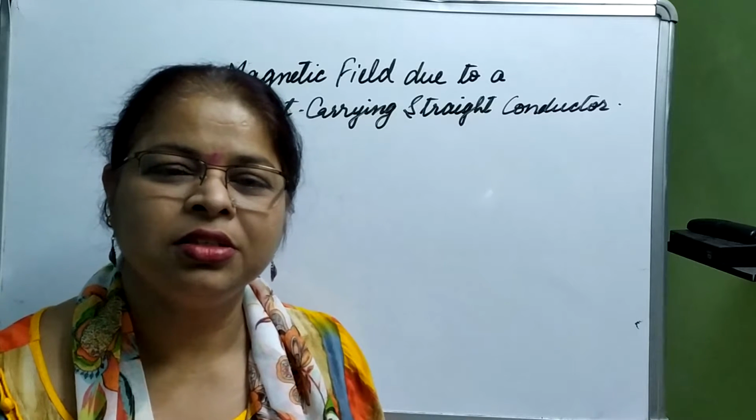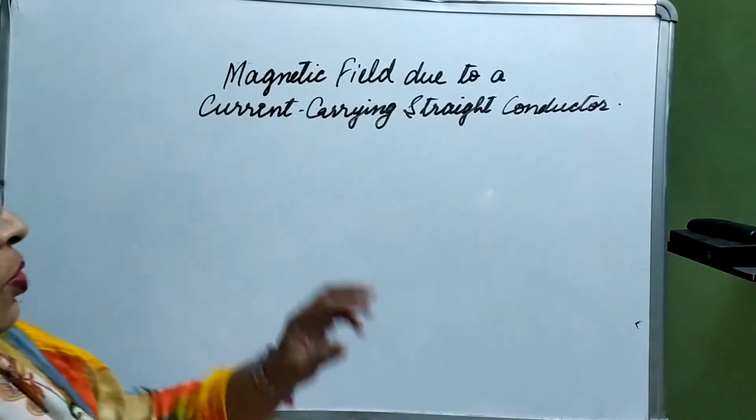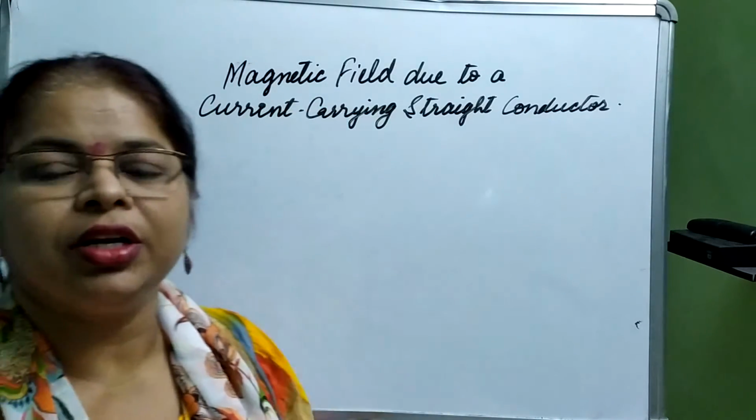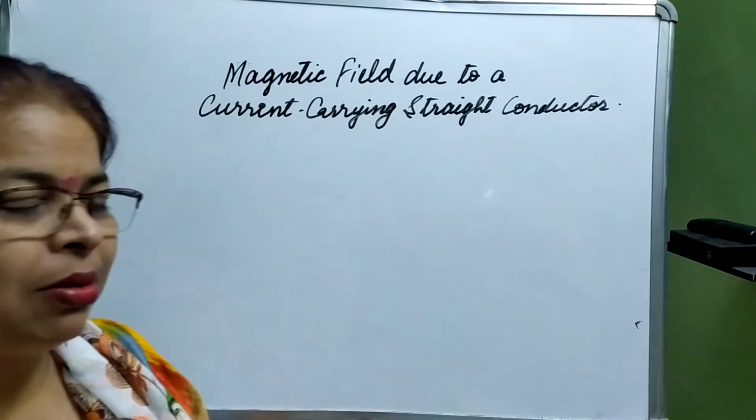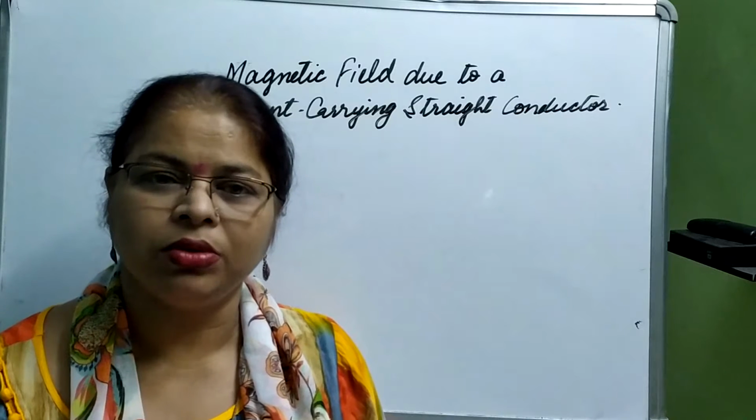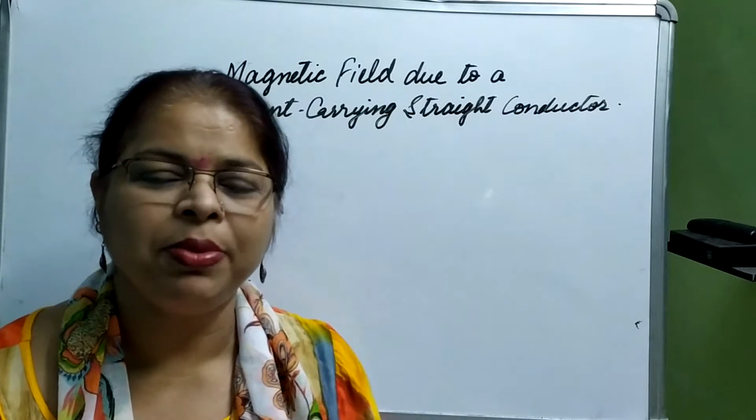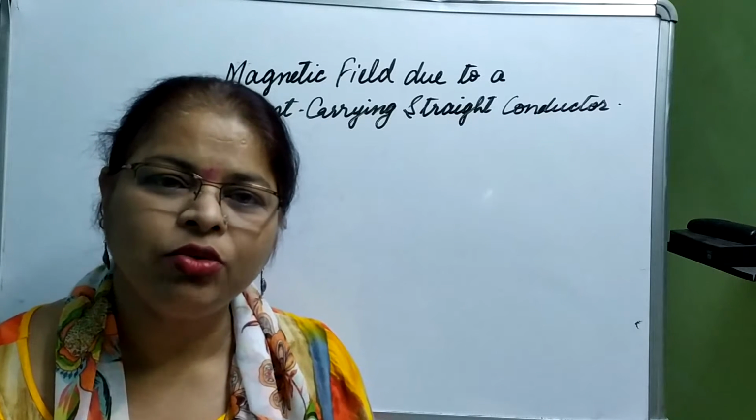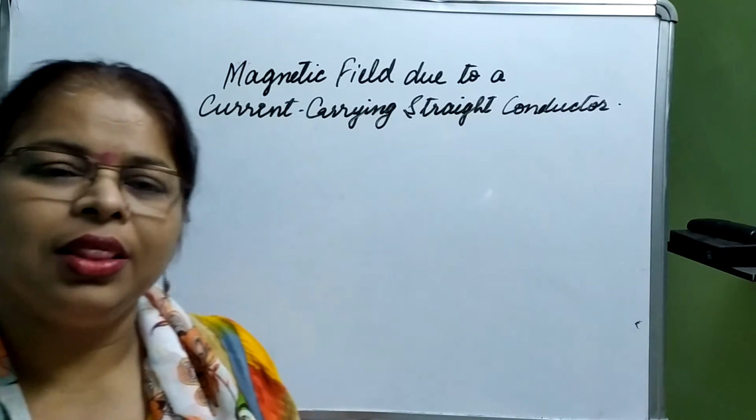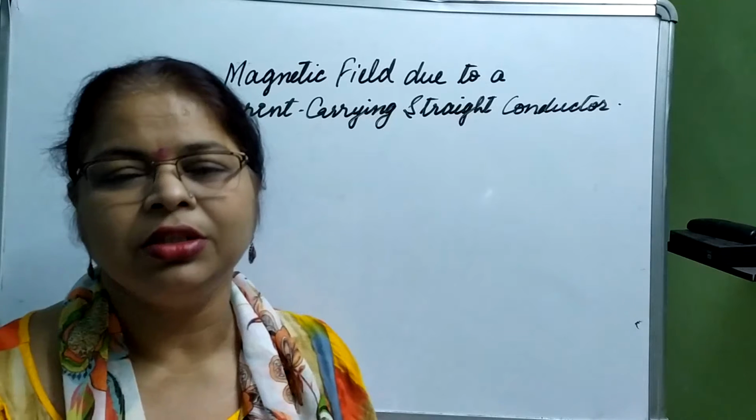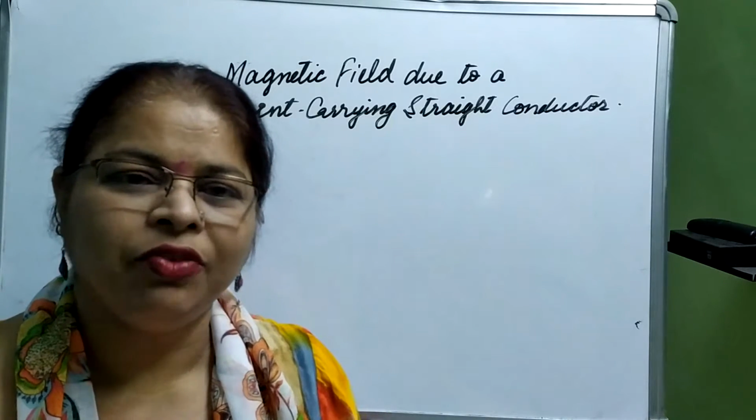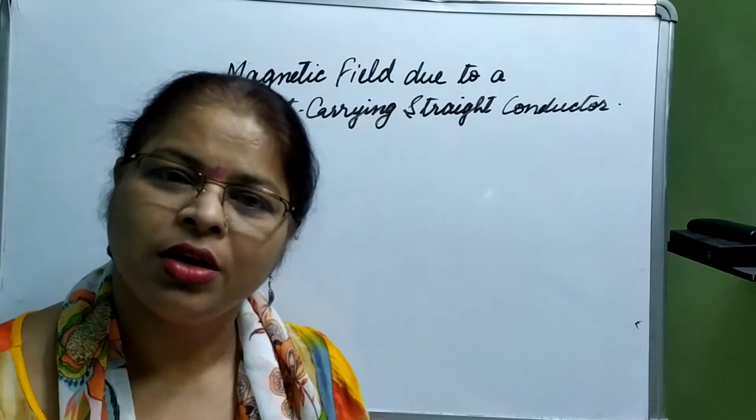Good morning, students. Today we will start with the concept of magnetic field due to a current carrying straight conductor. If you remember, in the previous class we learnt about Ampere's swimming rule. According to that rule, we were able to find out in which direction the north pole of a magnetic needle is going to deflect when the current is flowing through the conductor.